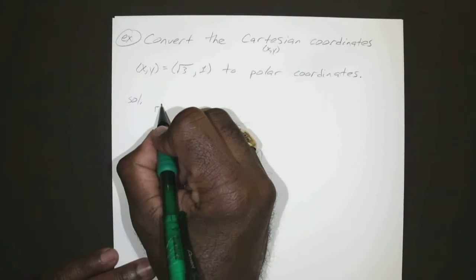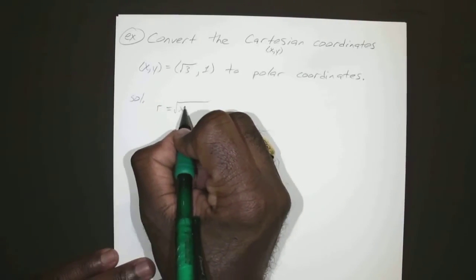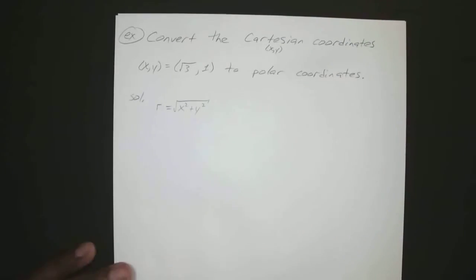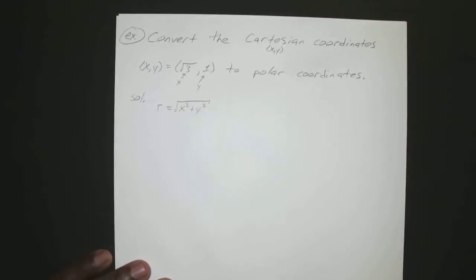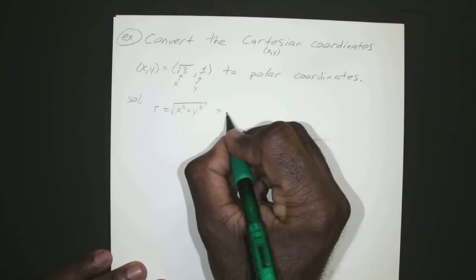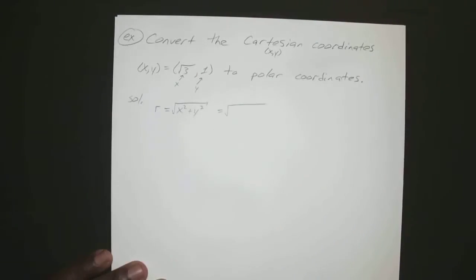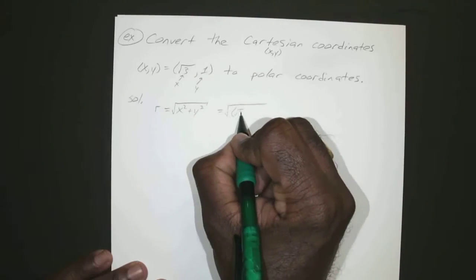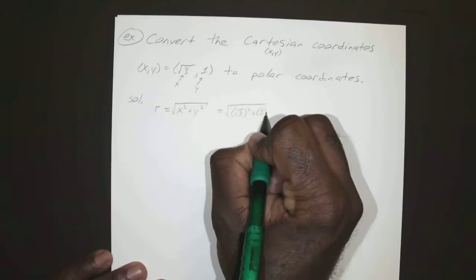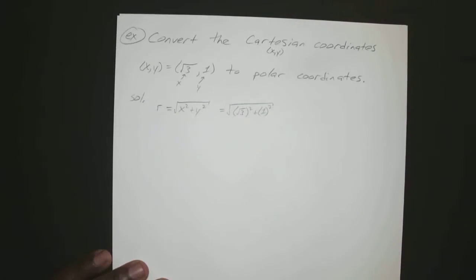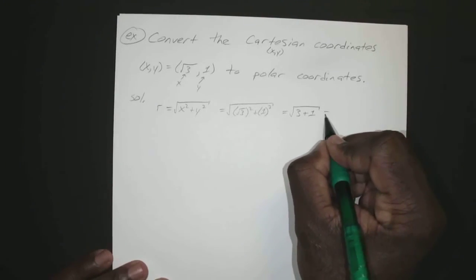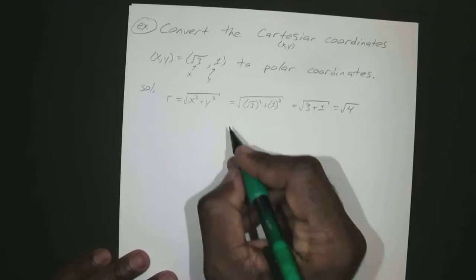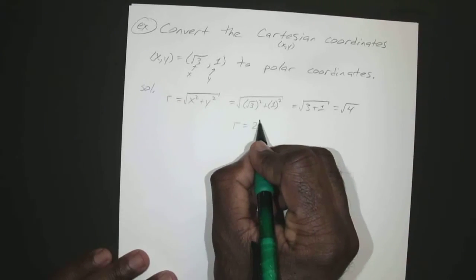Okay. Remember that r is equal to the square root of x squared plus y squared. Okay, remember, this is your x, and that's your y. So that's just going to equal the square root of 3 squared plus 1 squared, which is equal to the square root of 3 plus 1, which is just square root of 4. So we know that your radius is going to equal 2.